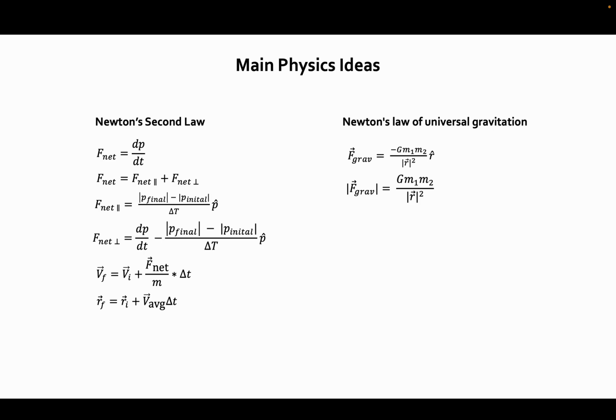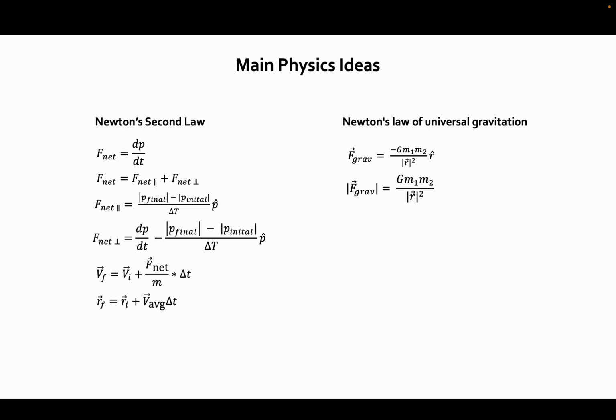For Newton's second law, F net is equal to the change in momentum over the change in time. F net can then be broken down into two components, F net parallel and F net perpendicular. F net parallel is equal to the motion of the object, and is the magnitude of the final momentum minus the magnitude of the initial momentum divided by the change in time, and then multiplied by p hat. F net perpendicular is equal to the change in momentum over time minus F net parallel.